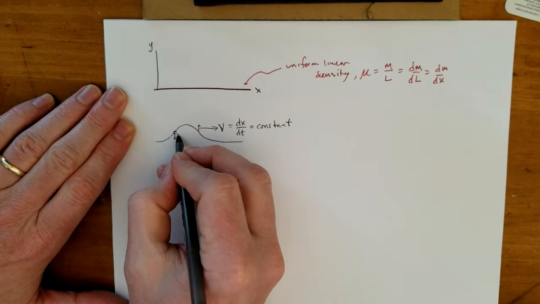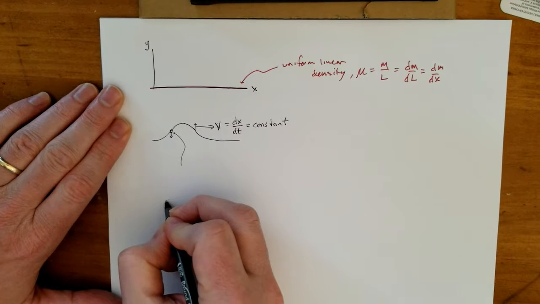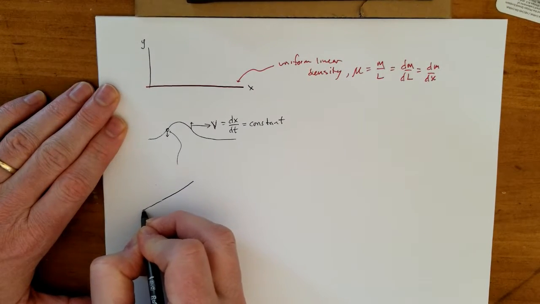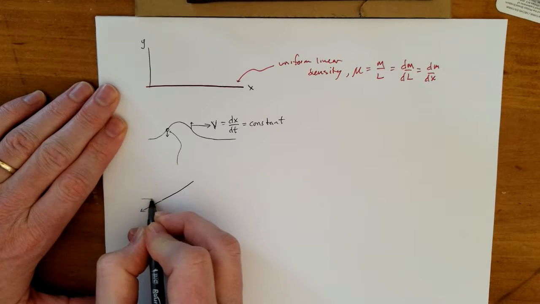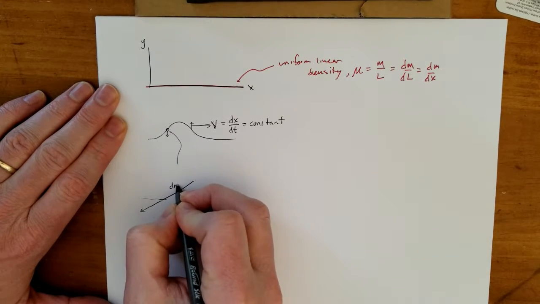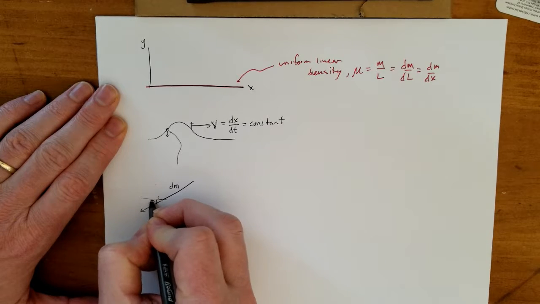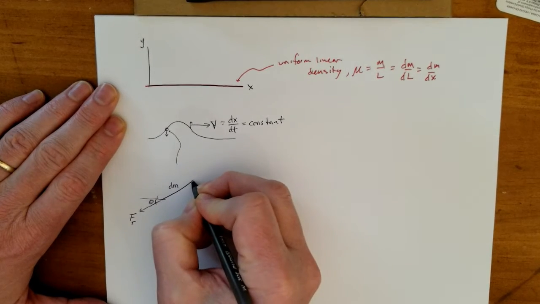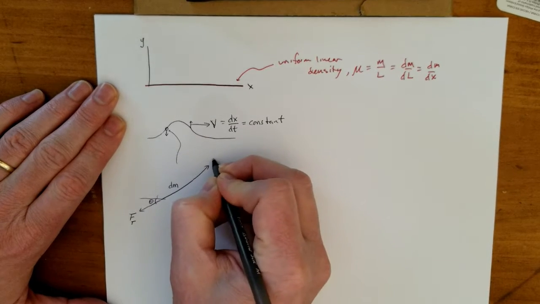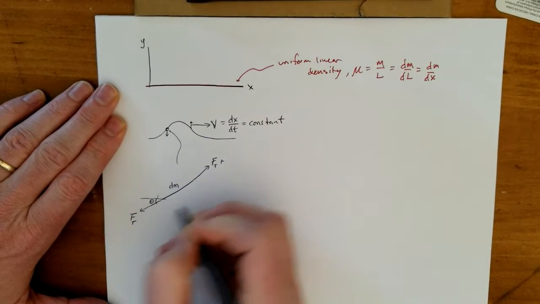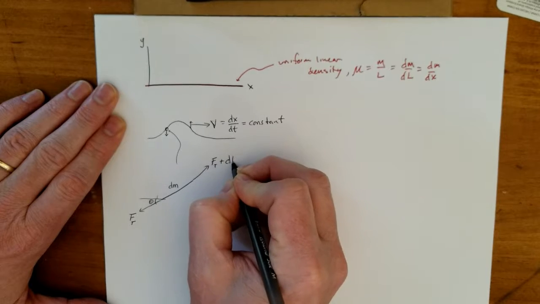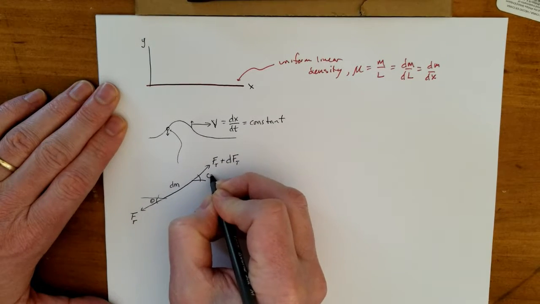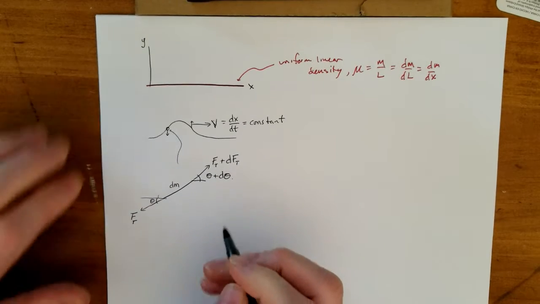And if we actually expand on that right there, it's an incredibly tiny little bit of rope of mass dm. This is some angle theta, and so we have some tension on that side, and on this side we have a small bit of tension in addition to that, so it's the tension plus some small differential of the tension, and the angle here is theta plus some differential of the angle.